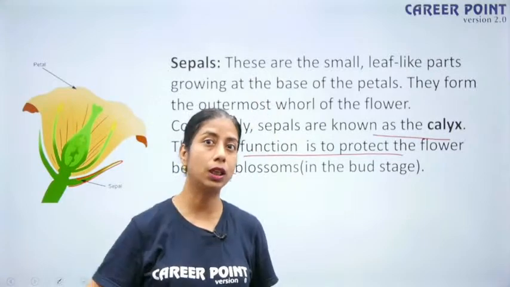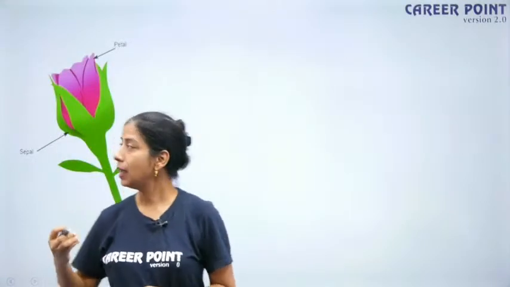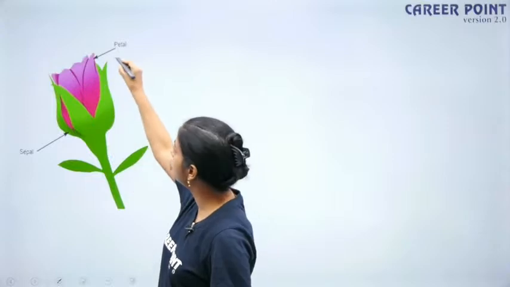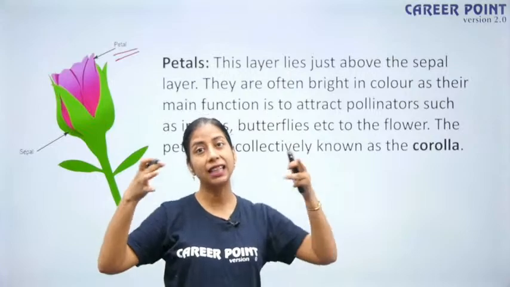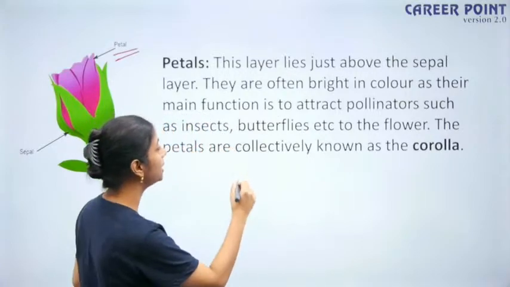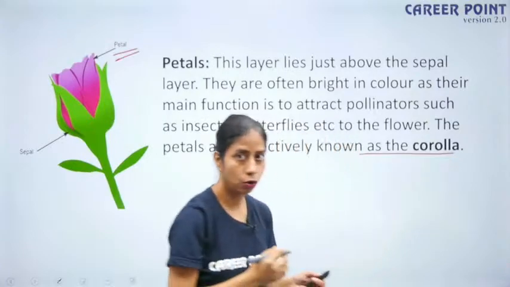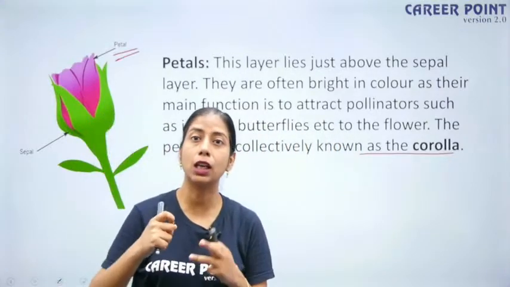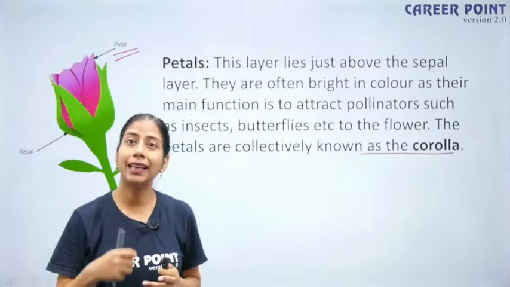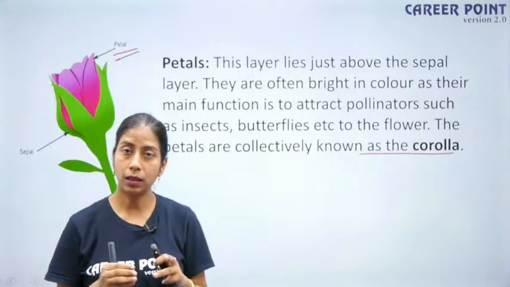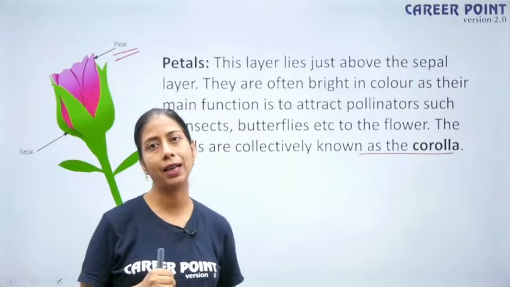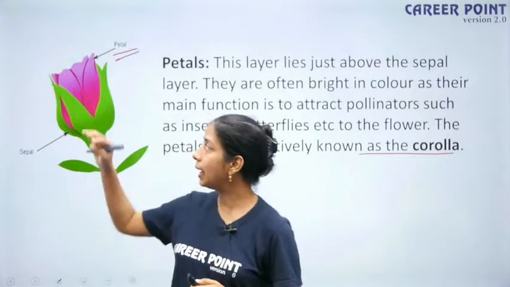So here the sepal is done. I am moving to the second whorl of the flower, and here you can see this colored portion, which is known as petals. These are the colored parts of the flower. All the petals collectively are known as corolla. So what is the second whorl of the flower? It is the corolla, and each part of the corolla is called a petal. Petals, everyone knows, we use this word in our day-to-day life also, and they are brightly colored.